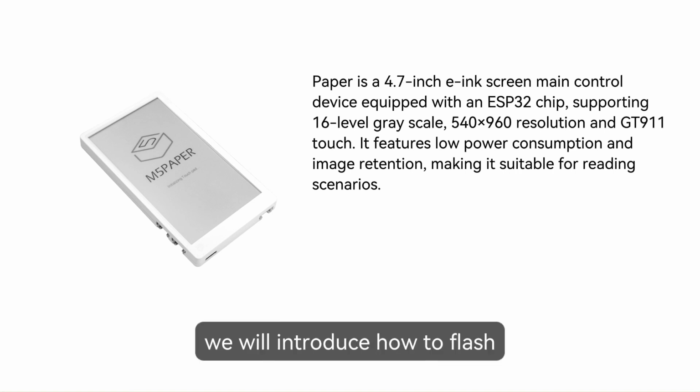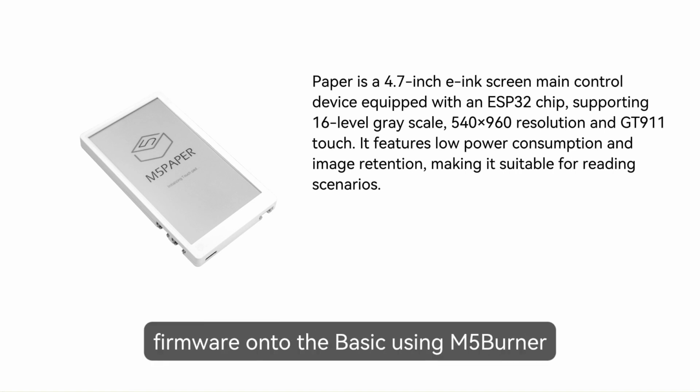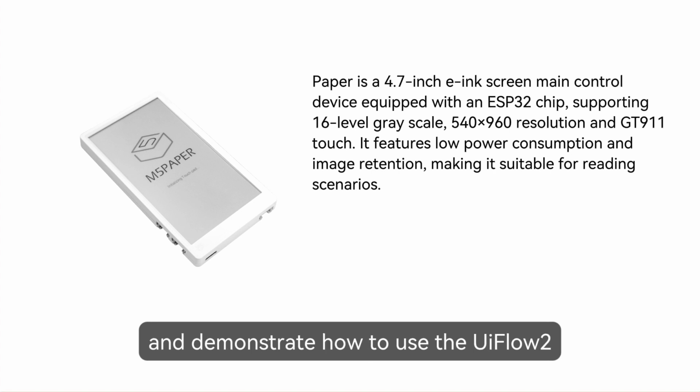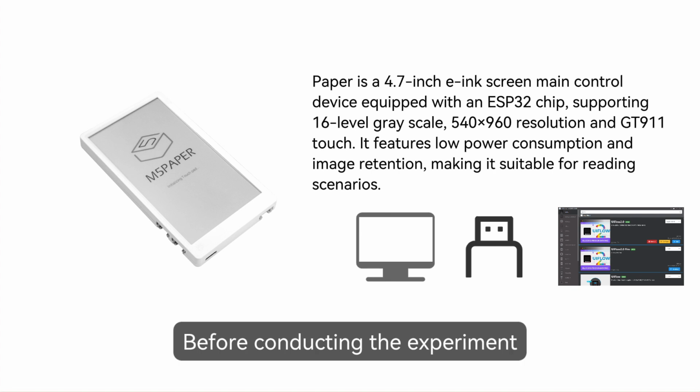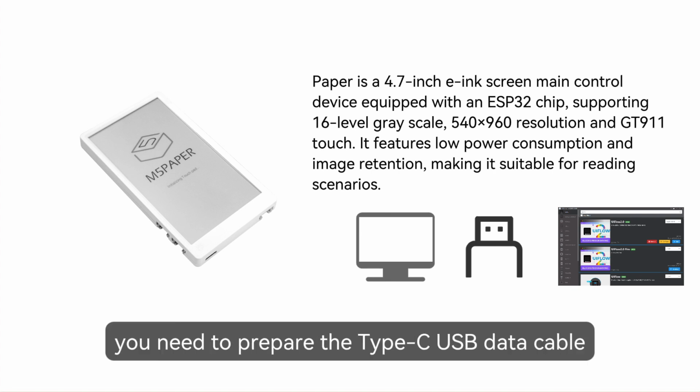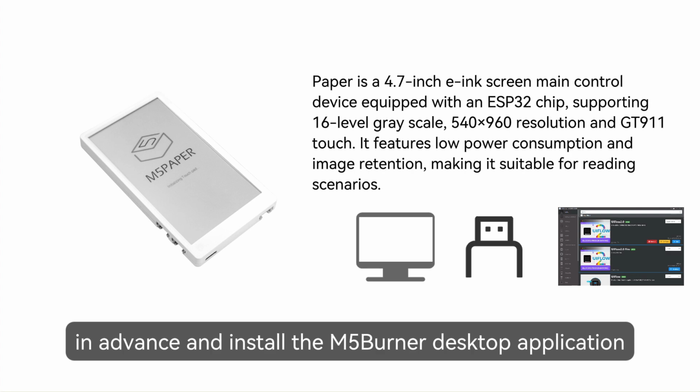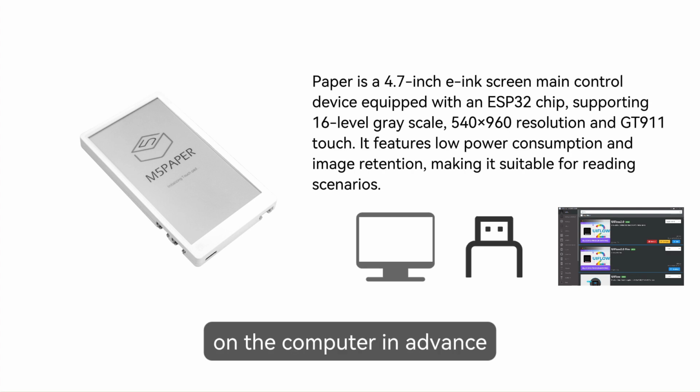Today, we will introduce how to flash firmware onto the Paper using M5 Burner and demonstrate how to use the UIFlow 2 graphical programming tool for development. Before conducting the experiment, you need to prepare the Type-C USB data cable in advance and install the M5 Burner desktop application on the computer in advance.